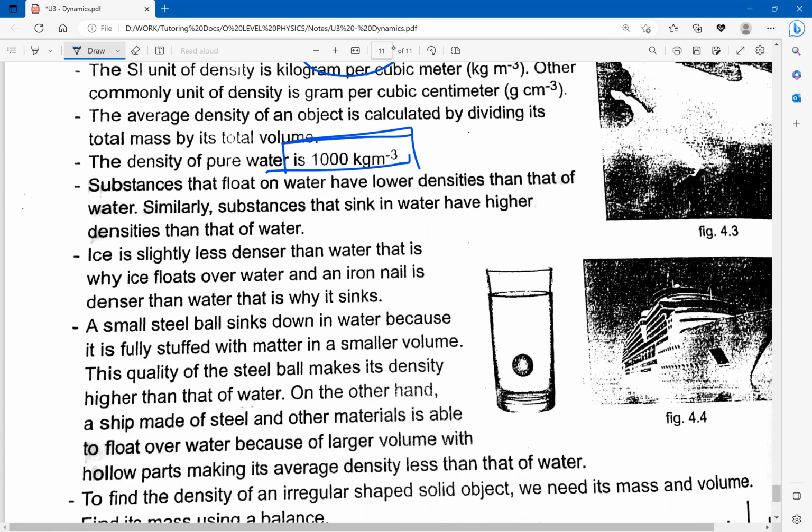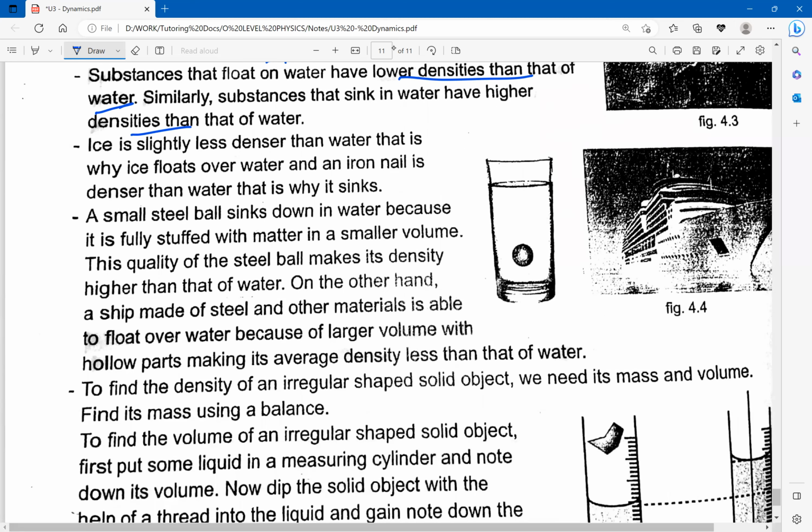Substances that float on water have lower densities than that of water. Similarly, substances that sink in water have higher densities. Ice is slightly less dense than water. That is why ice floats over water. An iron nail is denser than water. That is why it sinks. Remember, the density of ice is less than water. You just need to remember this.